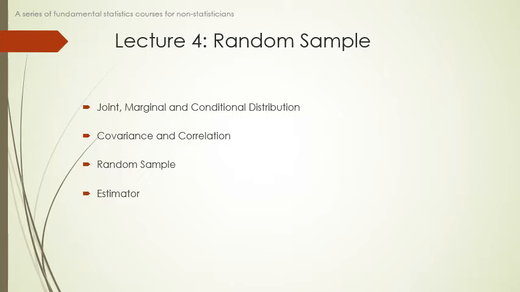In the fourth lecture, we will cover some statistical concepts related to multiple random variables, such as the joint, marginal, and the conditional distributions, covariance, and the correlation. The concepts further extend to the random sample, where we have independent and identically distributed random variables. Also, we will learn the estimator, an important concept in statistical inference.